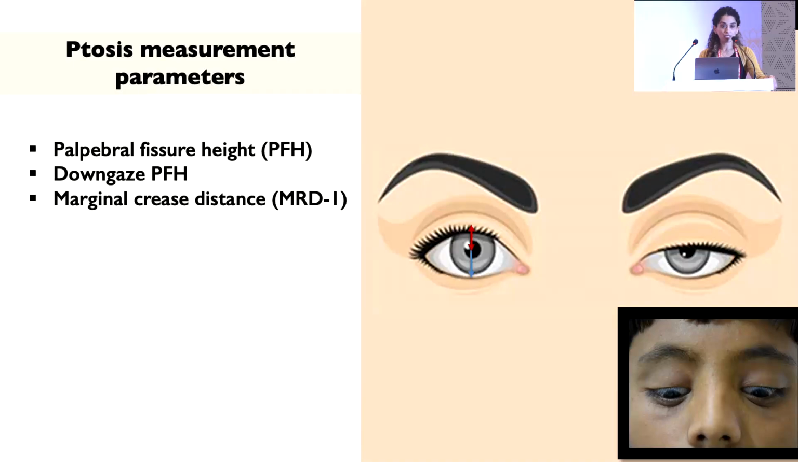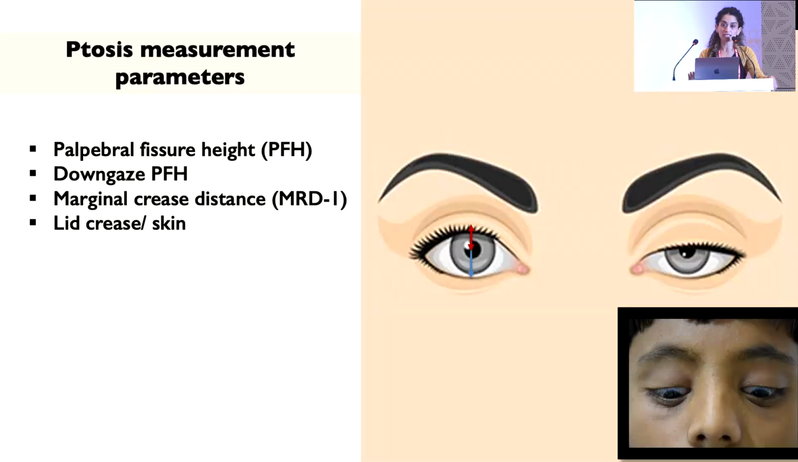MRD2 is also there, and that's important only when you have an inferior scleral show, to assess the outcome and explain to the patient. But basically, MRD1 is more important. Lid crease and the skin, and that is very important.